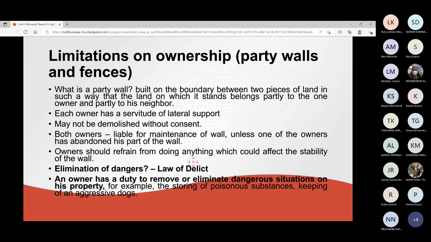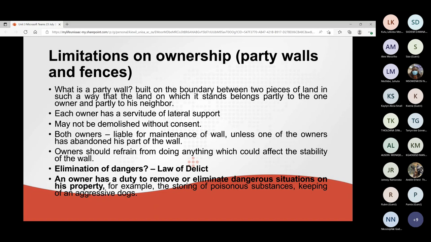Now, party walls and fences. What is a party wall? A party wall is built on the boundary between two pieces of land in such a way that the land on which it stands belongs partly to the one owner and partly to your neighbor. Now, in terms of the common law, each owner has a servitude of lateral support, so the party wall may not be demolished without consent. Both owners are responsible for the maintenance of the wall unless one of the owners has abandoned his part of the wall. Now, owners should refrain from doing anything which could affect the stability of the wall.